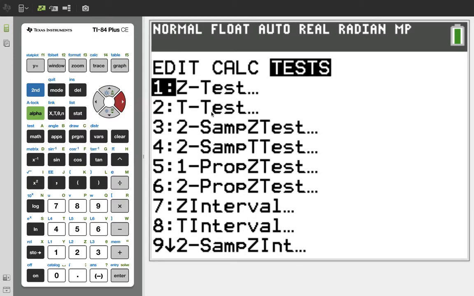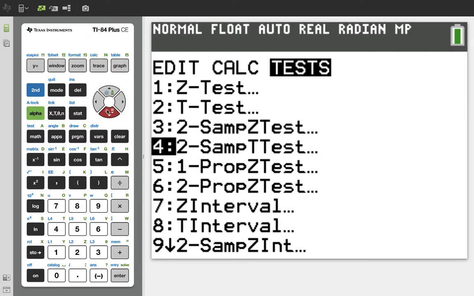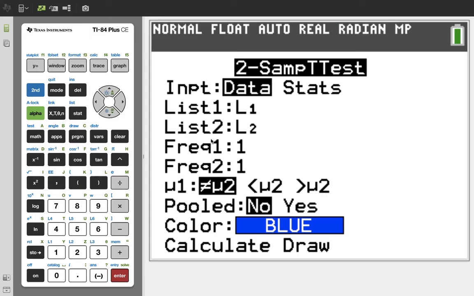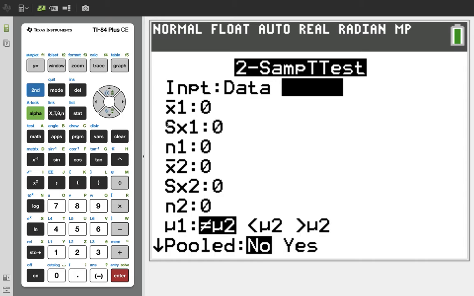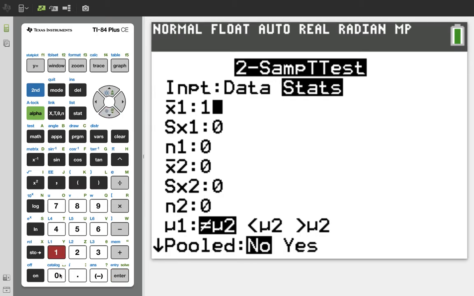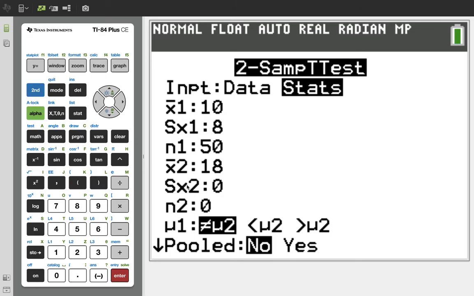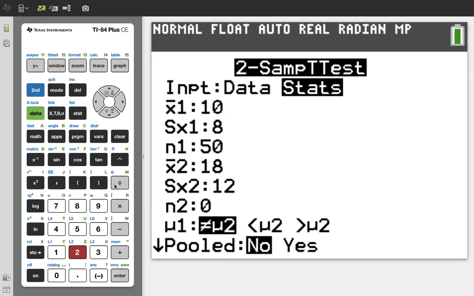Okay, so now you have a 2-sample t-test. That is going to be number 4. So we pick number 4. It says input your data or statistics. We have statistics. Okay, x bar 1, that was 10. Standard deviation of that first group was 8. Sample size was 50 in each group. This was 18 for group 2. Standard deviation was 12. This is 50.